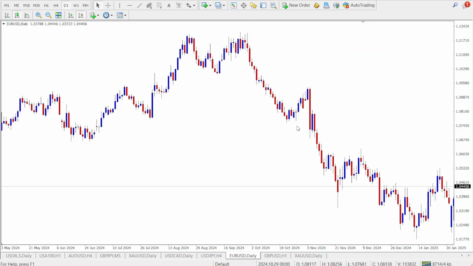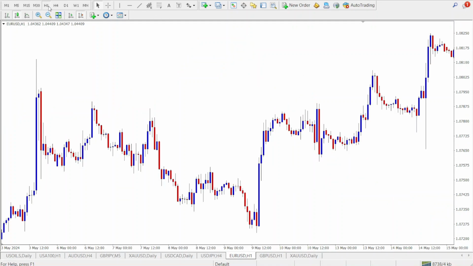If you are looking for a simple yet powerful way to trade the market, then this 1 hour price action trading strategy is exactly what you need. No indicators, no unnecessary complexity, just pure price movement, key levels and precise trade setups.